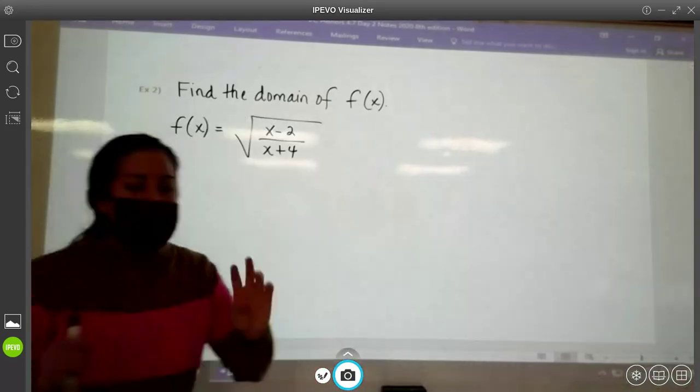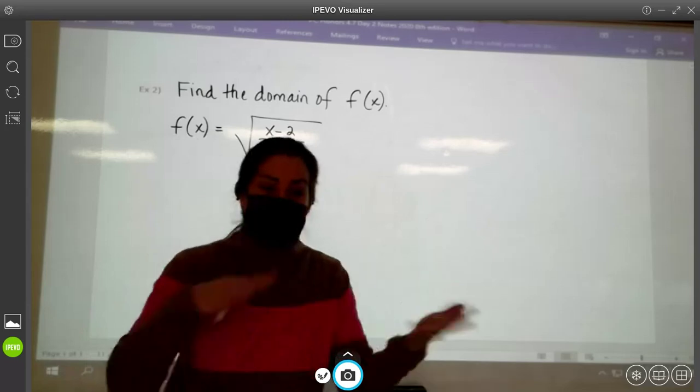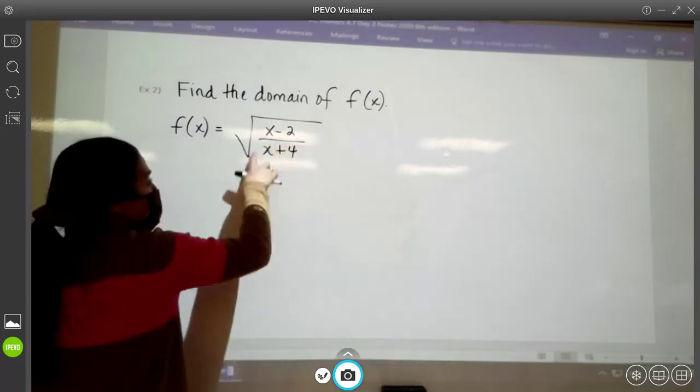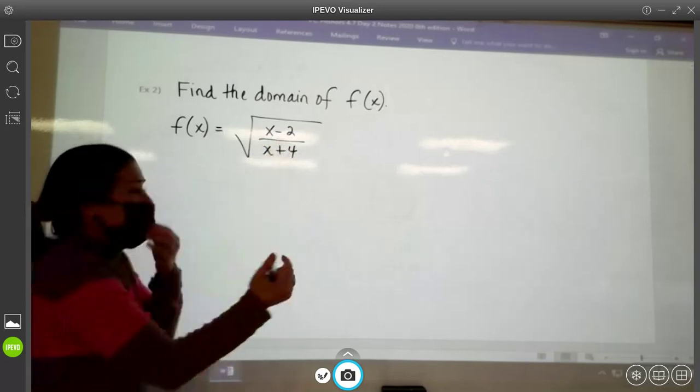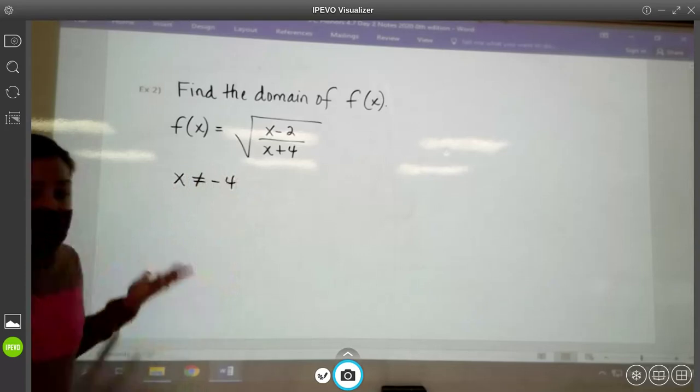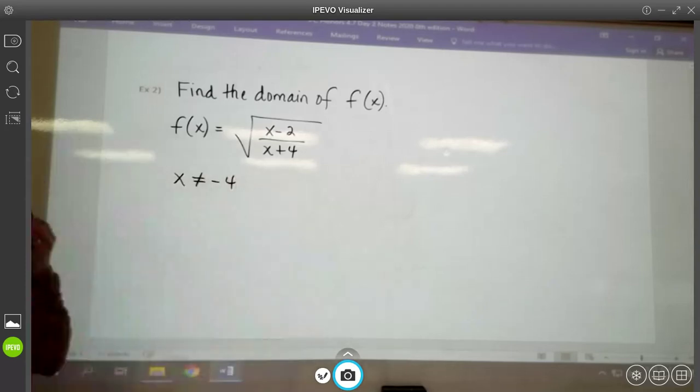So in my eyes, I right away see both of those conditions can kind of come into play here. Right away, I know this is a fraction, so I know I never want the bottom of this fraction to be 0. So I know one condition is that x can never be negative 4. Right off the bat, I can see that.